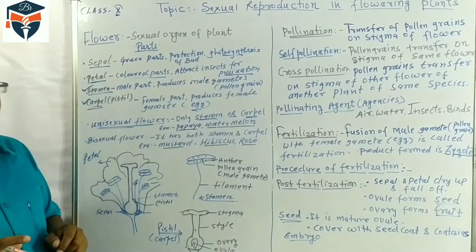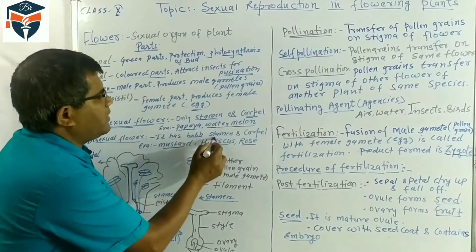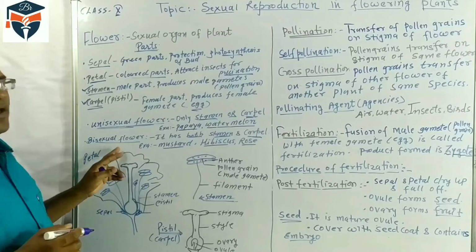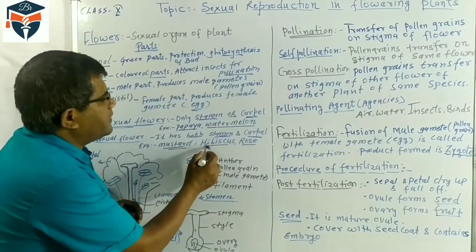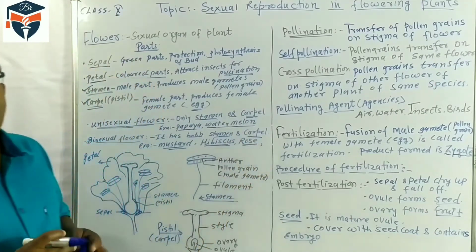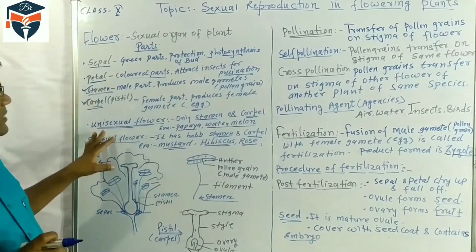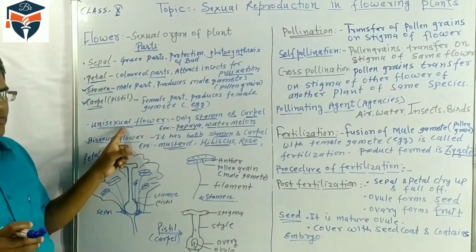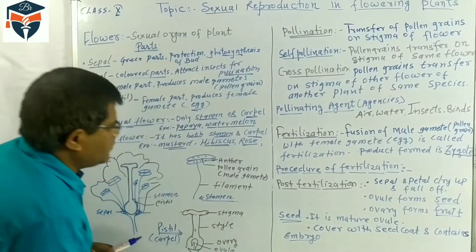some unisexual flowers. Similarly, some flowers bear both. They have both parts, the male part stamen and the female part carpel or pistil also. These flowers are called bisexual flowers. Mustard, hibiscus, that means China rose, and mango, all these plants have bisexual flowers. So on the basis of whether the male part or female part is present, only one part, that is called a unisexual flower. If both parts are present, that is called a bisexual flower.